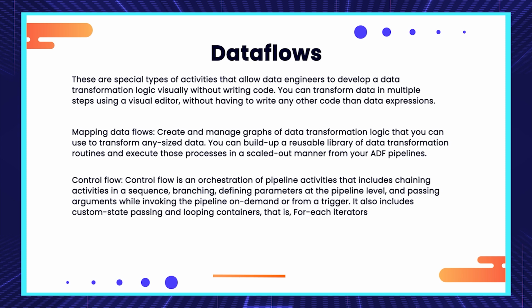Whereas in case of control flow, it's an orchestration of pipelines. So it's a process of automation. It helps us to automate the pipeline activities that include sequencing, defining, branching, as well as pipeline level parameters. So these are all performed at a pipeline level. It also includes custom state passing and loop containers.